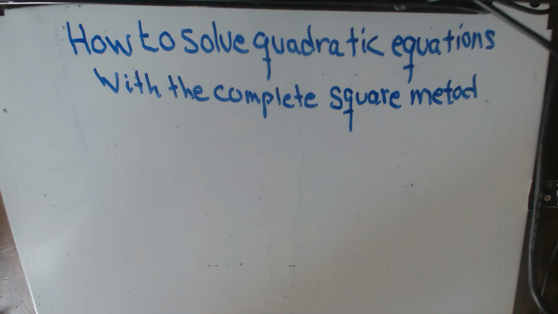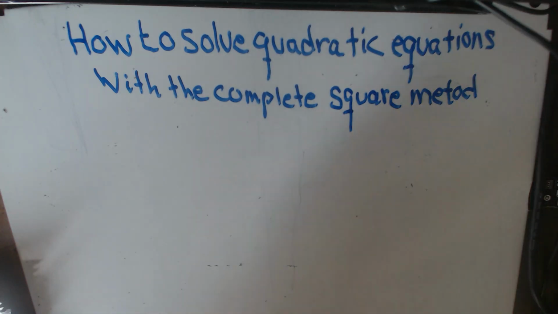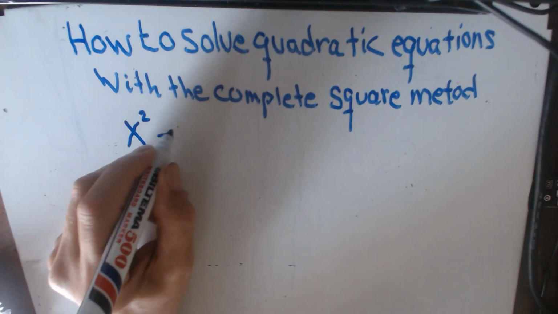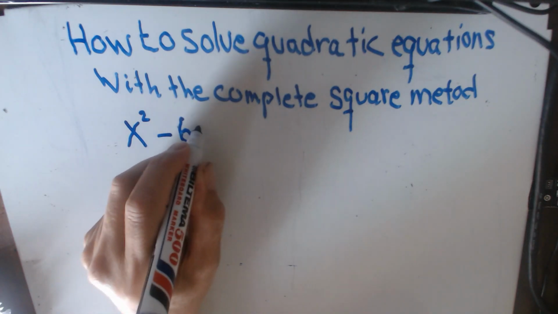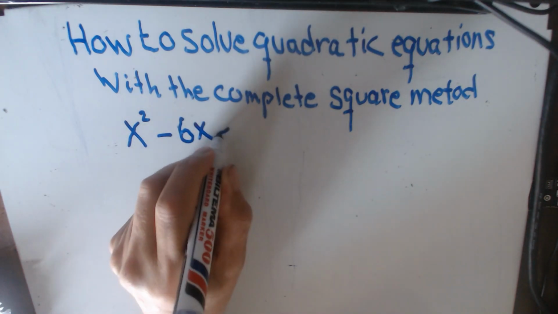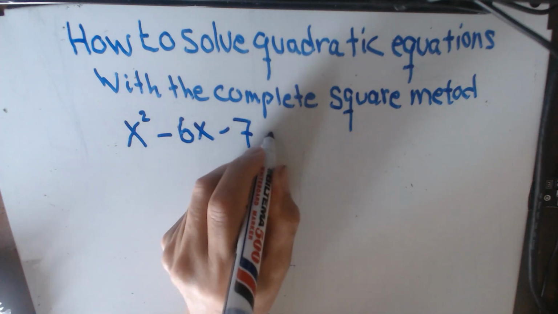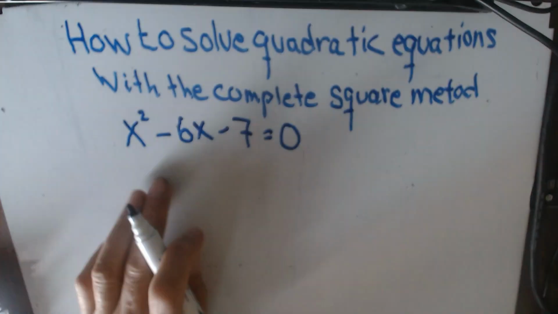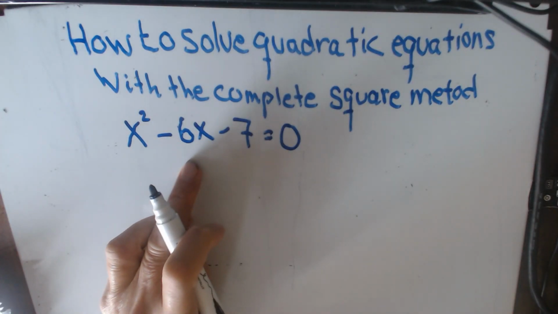Today we are going to discuss how to solve quadratic equations with the complete square method. And the equation is x squared minus 6x minus 7 equals 0. And the first step is to cut the middle term in two halves.